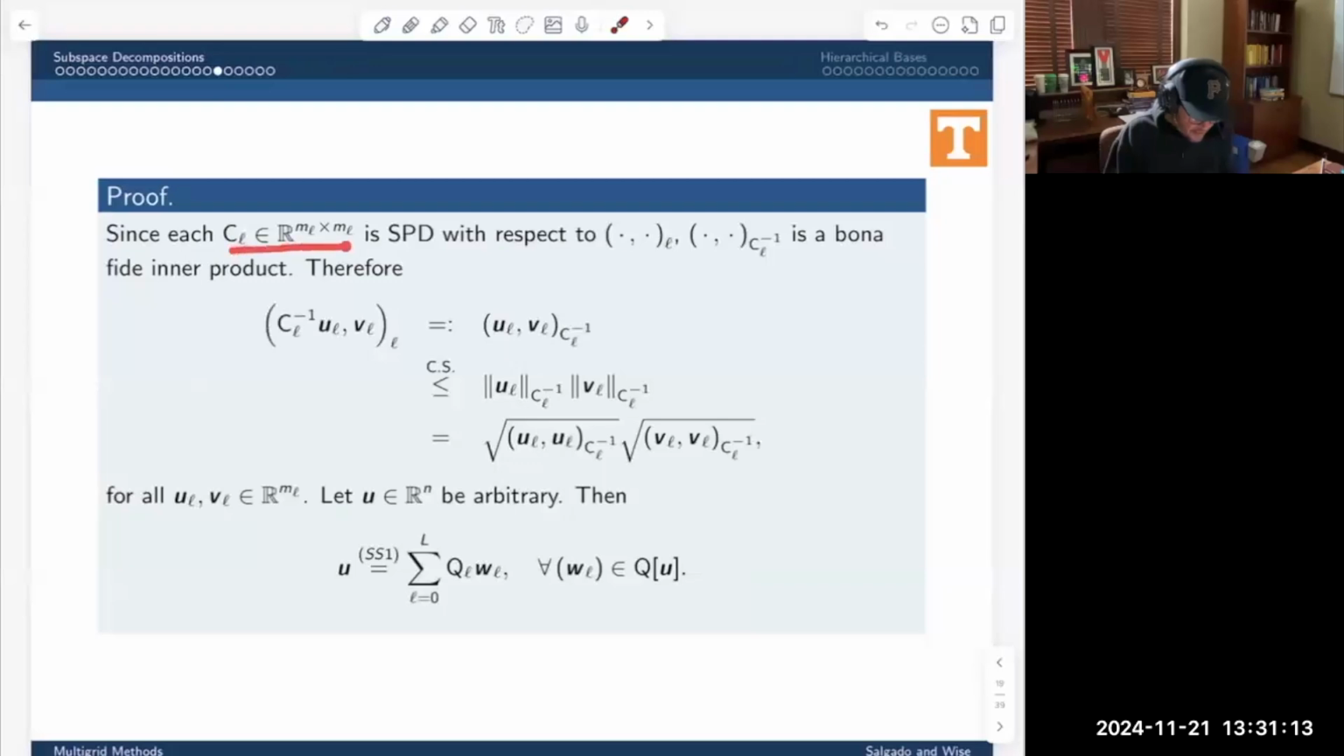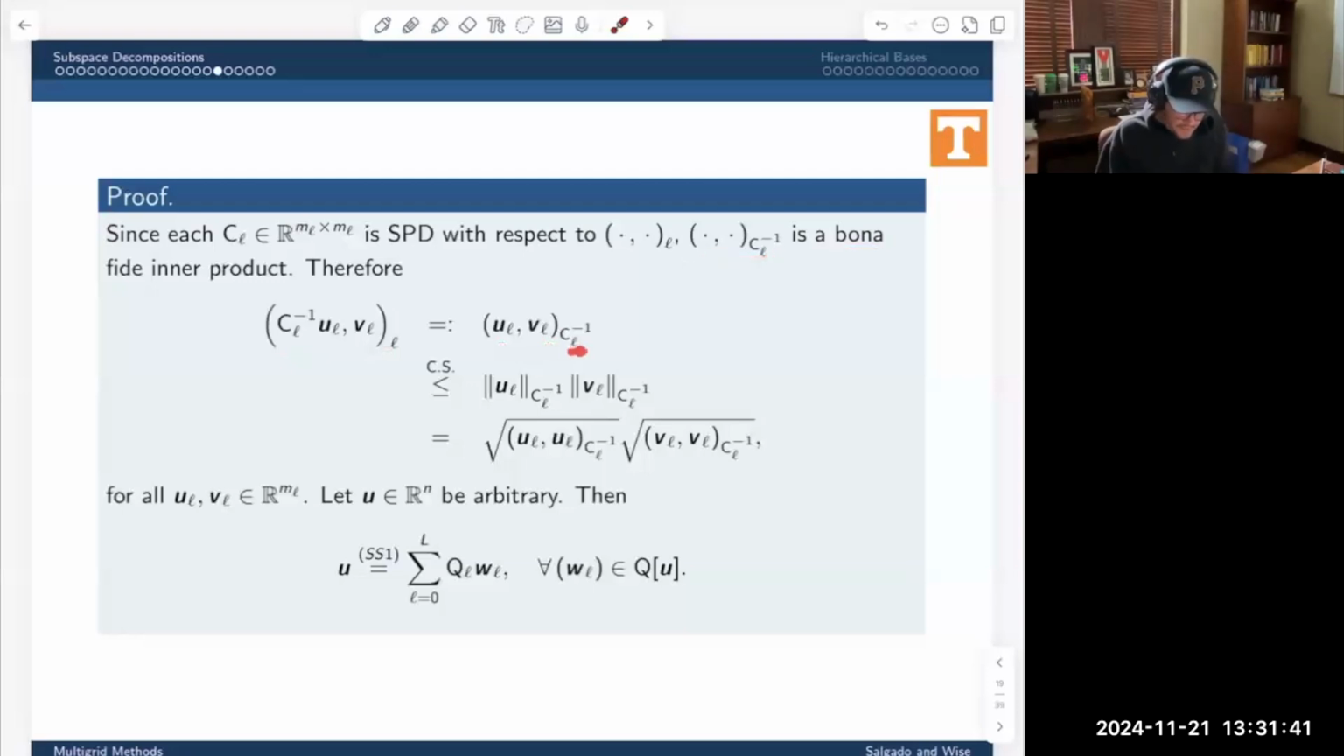Since each CL is SPD, with respect to that inner product, we know that this object here is a bona fide inner product. Bona fide means good and true inner product. So by definition, this object equals this object here. That's by definition of what we mean by this inner product.